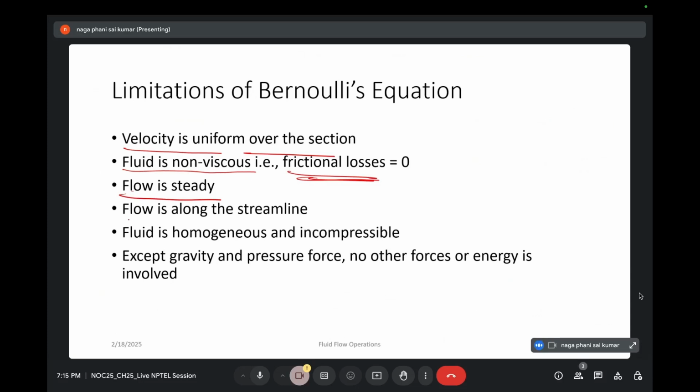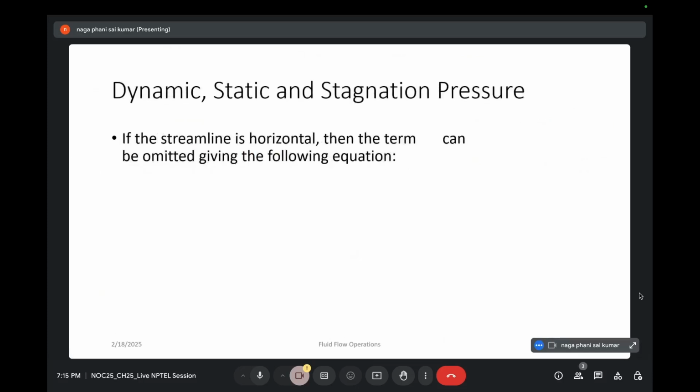We are assuming that flow is along the streamline and the flow is homogeneous and incompressible, and we also assume that except for gravity and pressure forces, there are no other forces or energies involved. If any of these assumptions are violated, then we will not be able to apply Bernoulli's theorem or Bernoulli's equation.